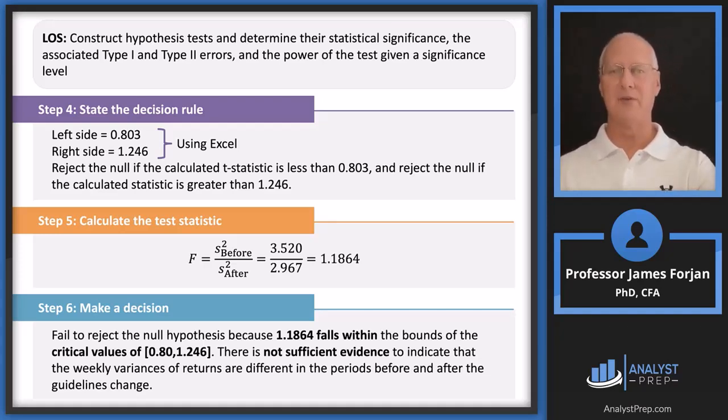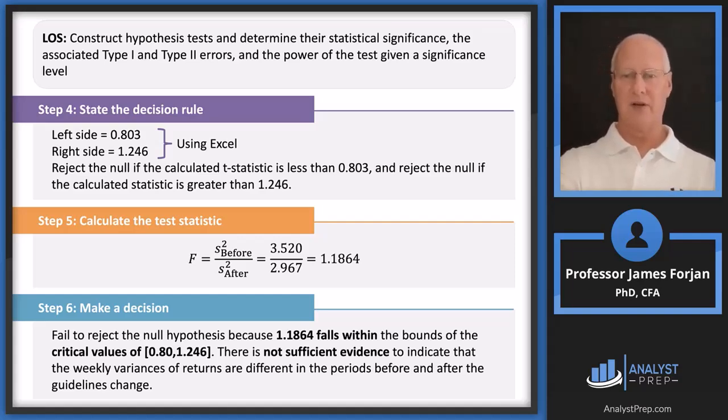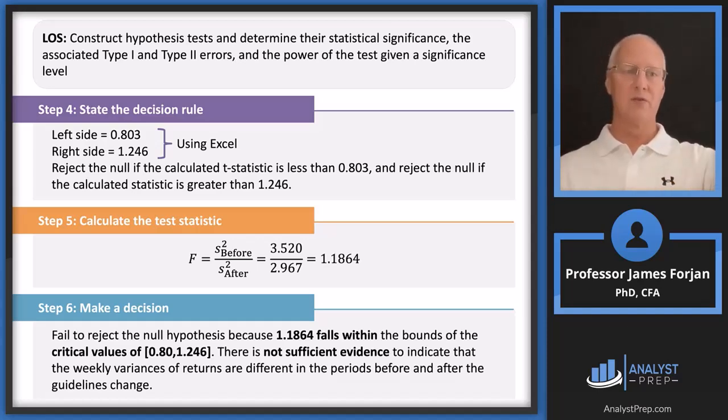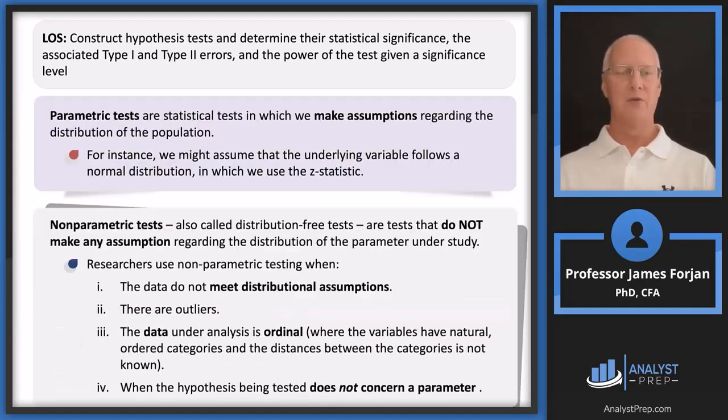So left side 0.803, right side 1.246. So there it is, there's the F stat, 1.1864. So the Institute doesn't ask you to look up the F table. It just gives it to you. So I'm guessing that's what they'll do on the exam. So once again, we're going to fail to reject the null hypothesis because 1.1864 is in between those two critical values, using Excel or getting them from the table.